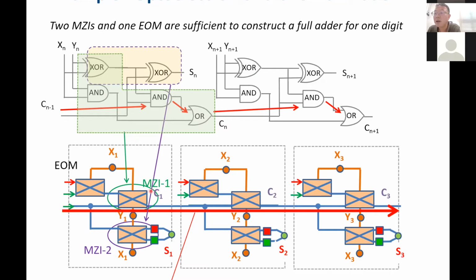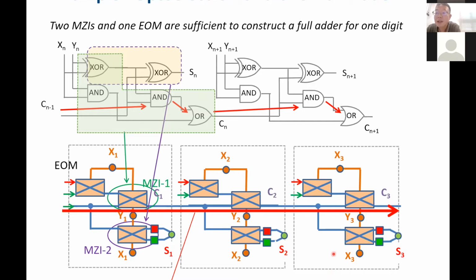An important point is that this carry transportation is a critical path for this computation. And this path is all optical. So this means that this carry transportation is done at the speed of light.